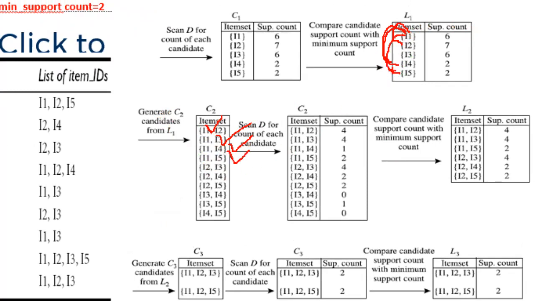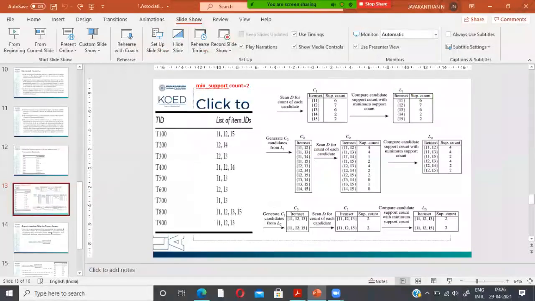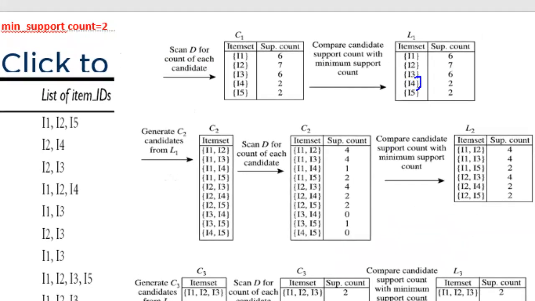Then I'm taking I2 now. Likewise, I2, I3, so I have I2, I3. I2, I4, so I have I2, I4. I2, I5, so I have I2, I5. After that, I'm taking I3. I3, I4, so here I have I3, I4. I3, I5, so I have I3, I5. Again, I'm joining I4 with I5, so totally I4, I5.